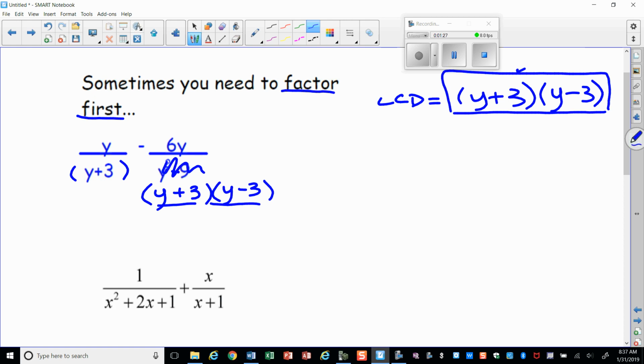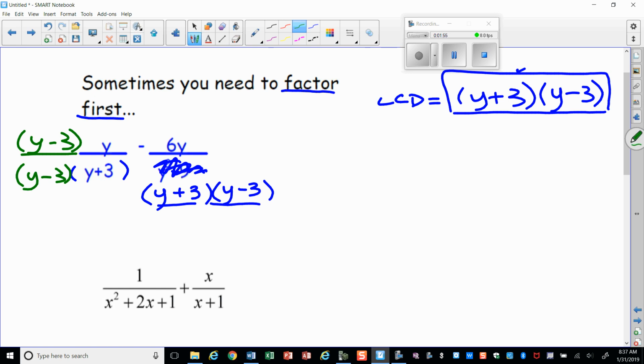So this fraction is already set. I don't need to change anything. But here I do. I've only got one of the factors. I have y plus 3, so I need to have a y minus 3. I'm going to multiply the top and bottom by y minus 3. And I can do that because that is just 1. I'm technically multiplying just by 1. So it's going to look different, but it's the same value.